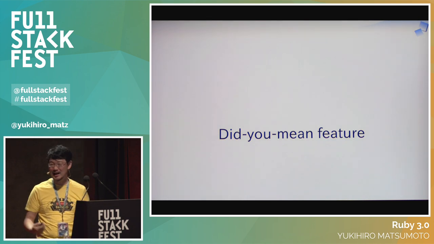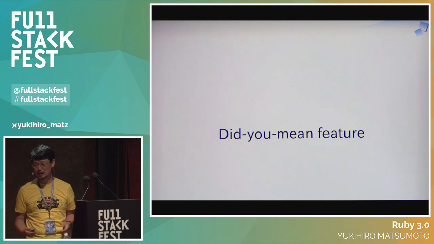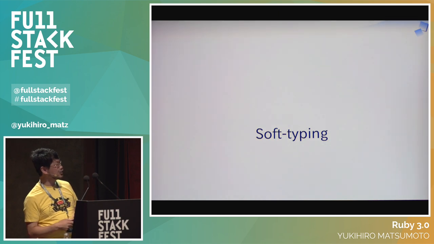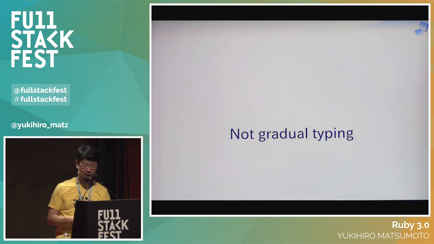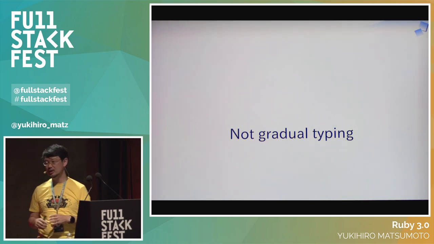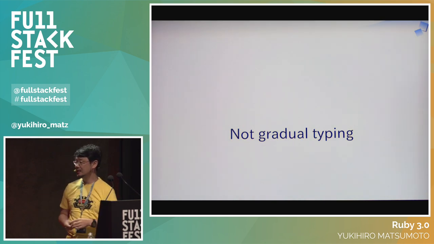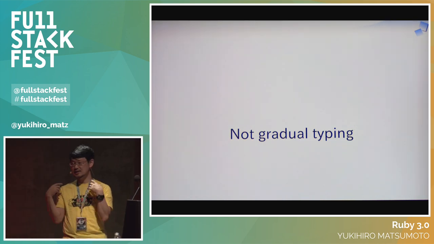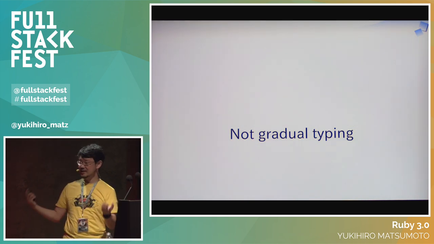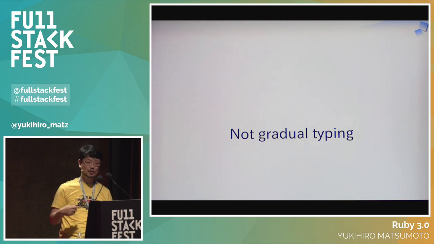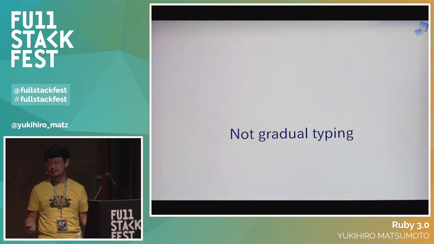But that kind of enhancement will help programmers to write correct code in a short amount of time. So the proactive or noisy warning will help us. So that will gradually introduce us to soft typing. The term soft typing is not gradual typing. Gradual typing is the optional typing, in other words. So as in other languages, like TypeScript, which has the any type. When you use any, it works as a dynamic type programming language, like Ruby or Python or plain JavaScript. But in the other part of the programming, you declare the type of variables or the return values, so you will have some kind of static typing.